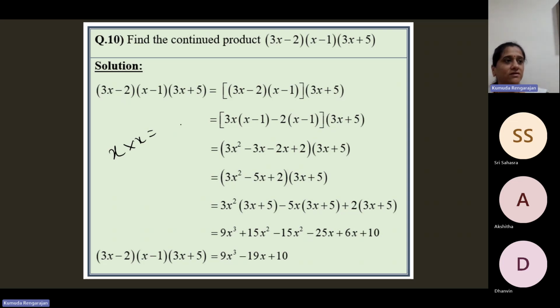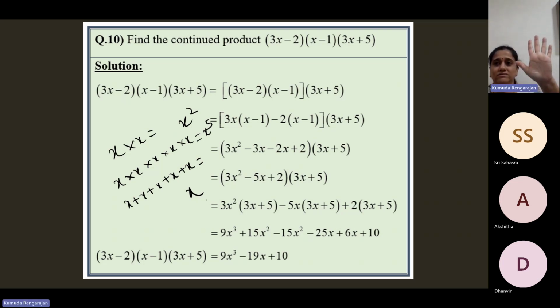So what is x into x? x square. What is x into x into x into x into x? x to the power 5, because x to the power 1 plus 1 plus 1, so it's x to the power 5. But what is x plus x plus x plus x plus x? 5x, because when you're adding, x will come as it is. What are the numerical coefficients? 1, 1, 1, 1, 1. So 5x.